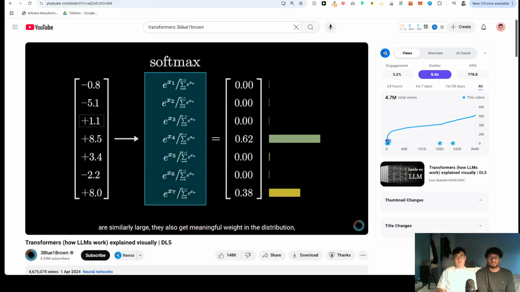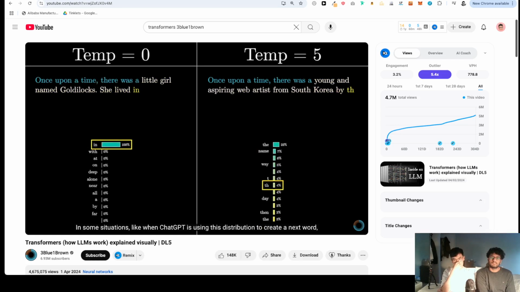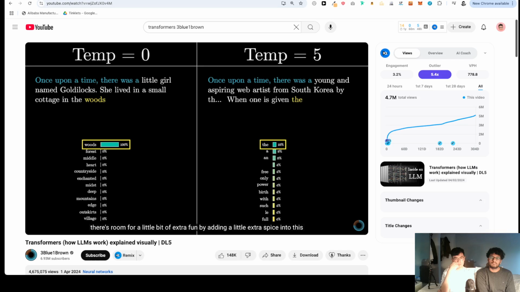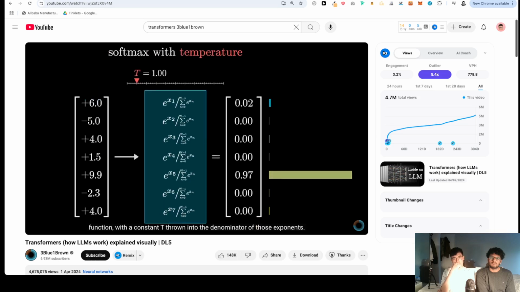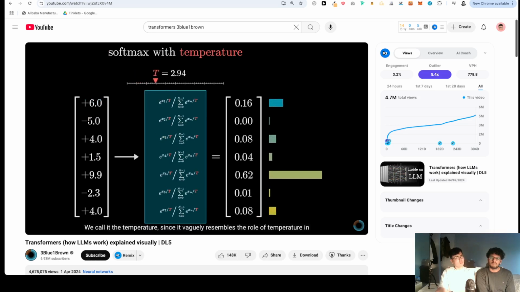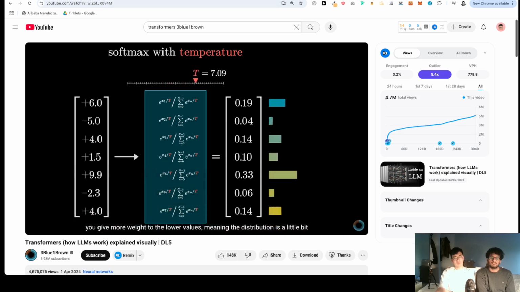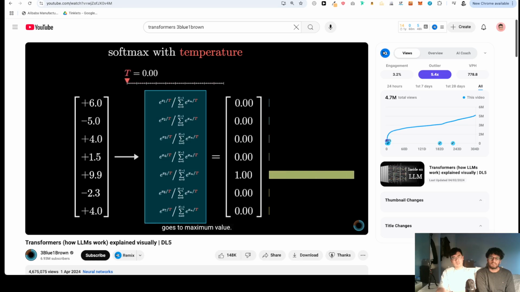In the sense that when other values are similarly large, they also get meaningful weight in the distribution, and everything changes continuously as you continuously vary the inputs. In some situations, like when ChatGPT is using this distribution to create a next word, there's room for a little bit of extra fun by adding a little extra spice into this function with a constant t thrown into the denominator of those exponents. We call it the temperature since it vaguely resembles the role of temperature in certain equations. The effect is that when t is larger, you give more weight to the lower values, meaning the distribution is a little bit more uniform. And if t is smaller, then the bigger values will dominate more aggressively. In the extreme, setting t equal to 0 means all of the weight goes to that maximum value.